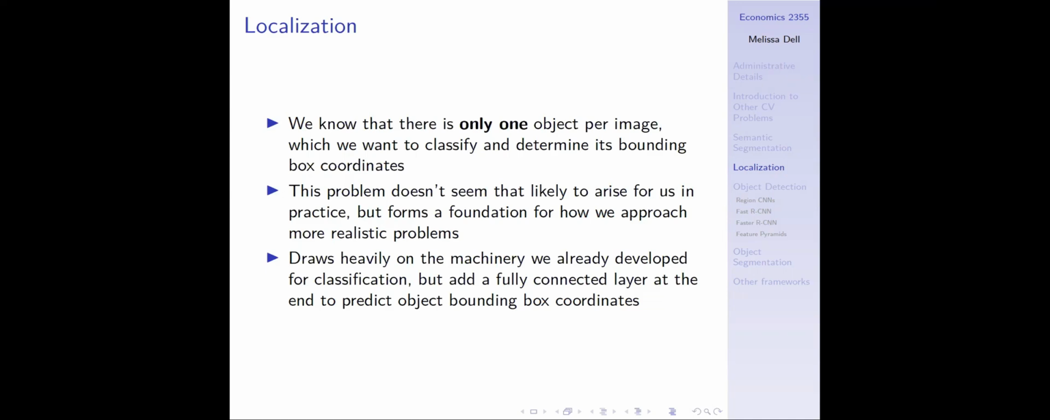Okay, this problem is going to draw heavily on all the machinery that we've already developed for classification, but it's going to add a fully connected layer at the end to predict the coordinates of that bounding box around your image. So you have an XY coordinate for your center, and then you have the height and the width of the bounding box, and you need to predict those 4 coordinates.